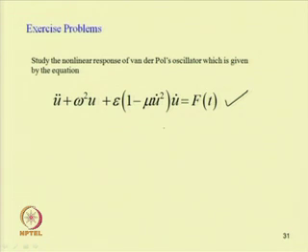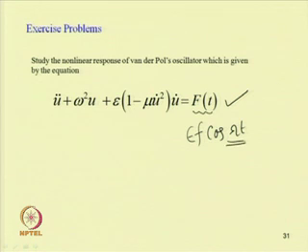this form, that is u double dot plus omega square u plus epsilon into (1 minus mu u dot square) u dot equal to forcing function. So, this forcing function one may take equal to epsilon f cos omega t.